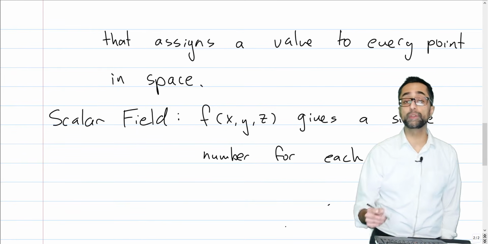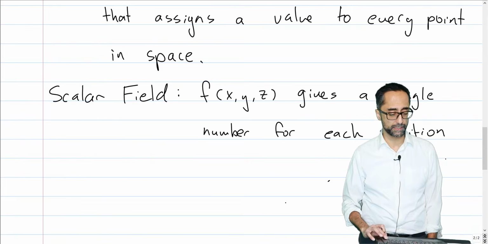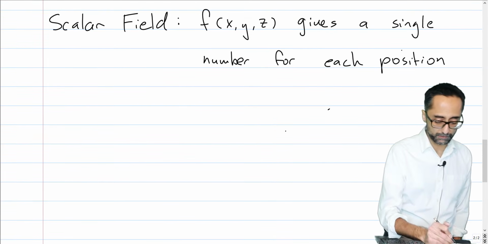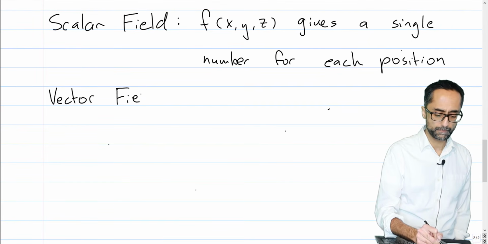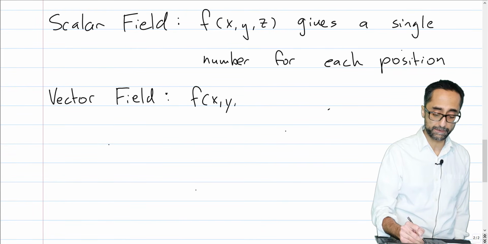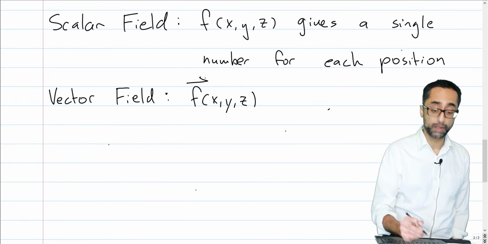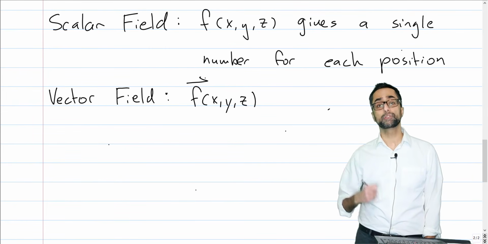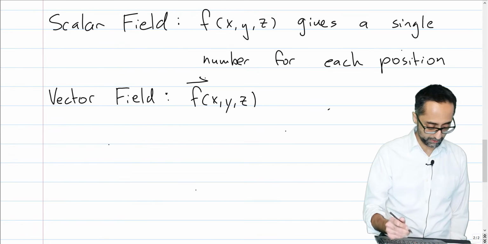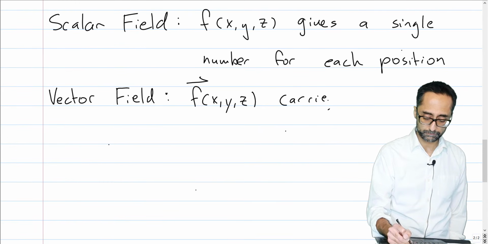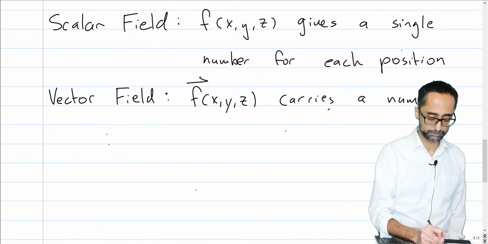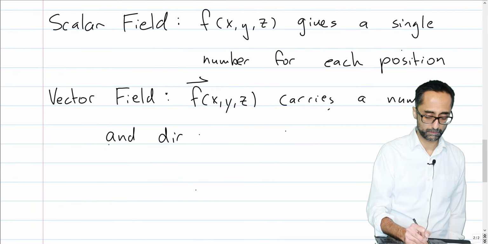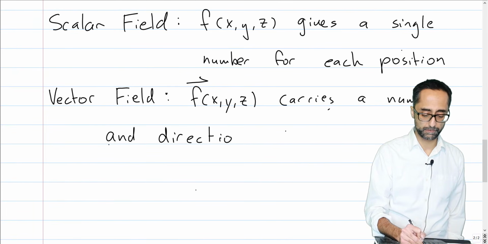Now that number could have a unit associated with it. Maybe it has a physical meaning. We'll see. The more complicated of the fields is, of course, the vector field. Not that much harder, really, but harder, because not only does it give a number to every single position in space, but it's also going to give a direction to all of those as well. So it carries a number and direction for each position.